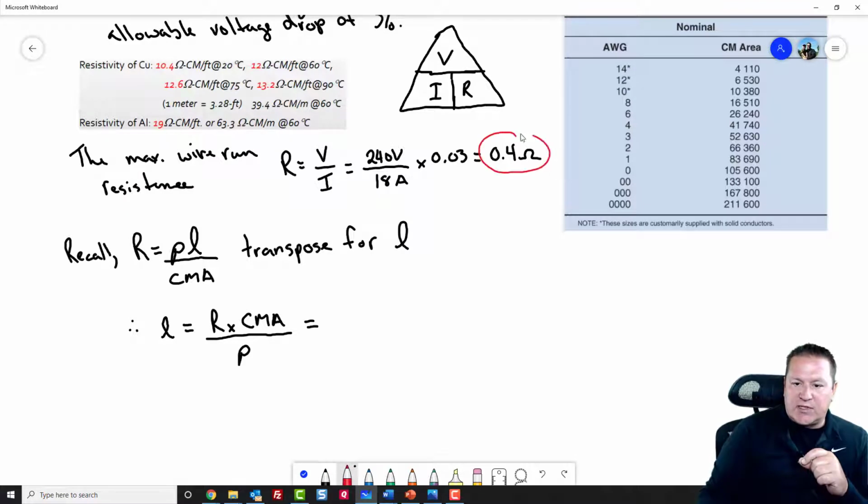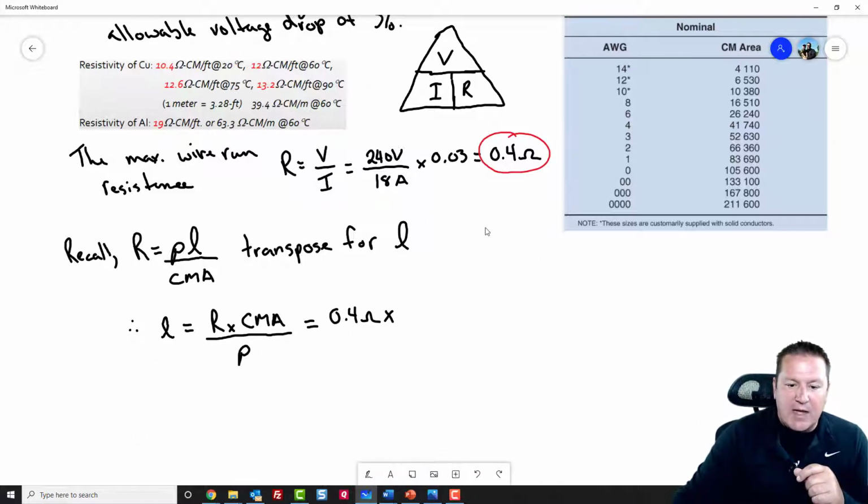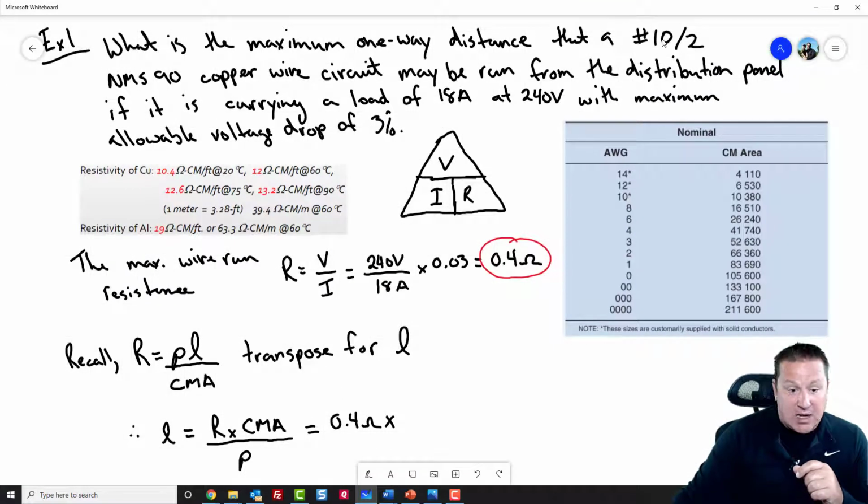So there's our resistance of our conductor, so we can plug that right in. So we have 0.4 ohms. But now we need to multiply that by the circular mill area of the conductor, and we're told in the question up here that it's a number 10 conductor, right? And so a number 10 has a circular mill area of 10,380 circular mills, and so we can just go ahead and plug that in.